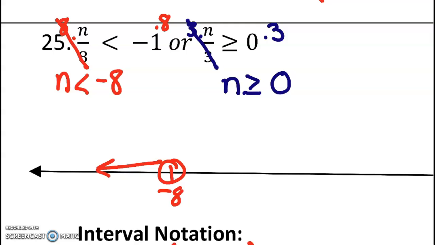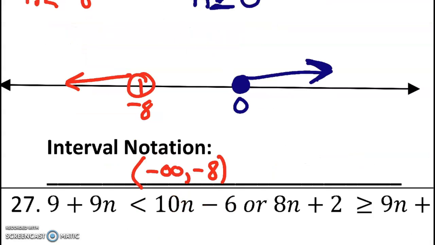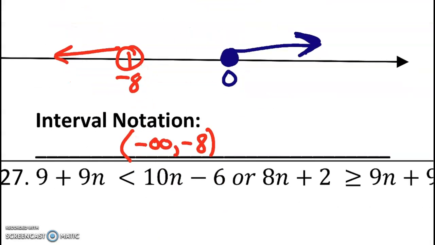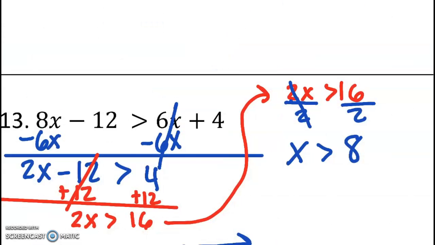Does 0 go to the left of negative 8 or to the right of negative 8? Does 0 get an open dot or a closed dot? Does 0 point left or right? It gets a closed dot because of this equal sign. It points right because that sign points rightwards. Those arrows match the signs. I'm going to put my interval notation down. 0 is one of my numbers. What's the other one? Infinity to the left or to the right?